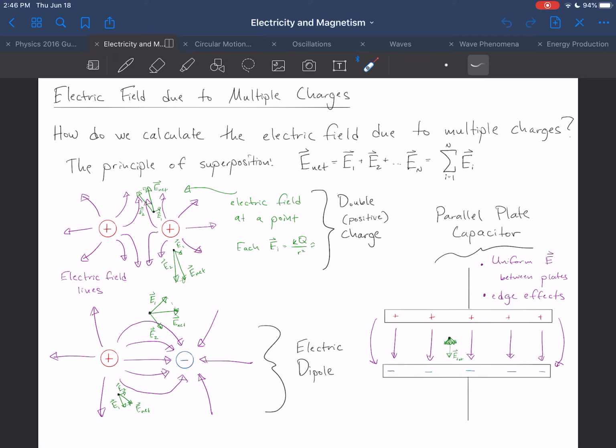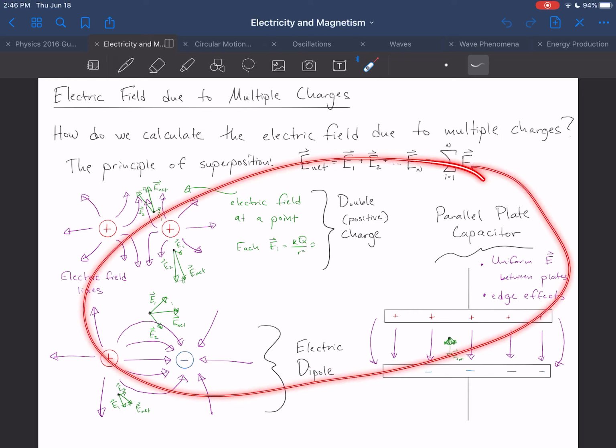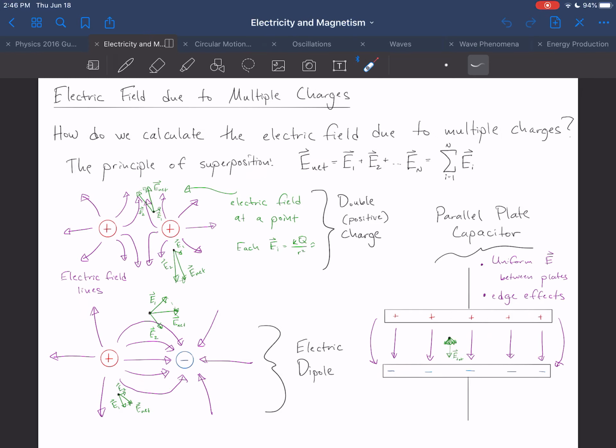The other two really important electric field distributions to know and be familiar with are the electric dipole, that's a single positive and a single negative charge, and the parallel plate capacitor. We're going to come back to this big time later, but that's when you get a whole bunch of positive charges lined up against a whole bunch of negative charges. And in the next video, I'll spend a little more time talking about the structure of these three charge distributions and what they look like.